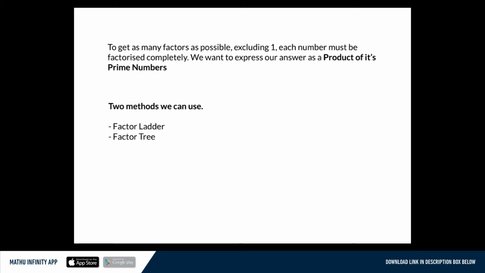There are two methods I'm going to show you today. You can use either one. It's good to understand both methods. They're both fairly straightforward. The one is a factor ladder, the other one we call a factor tree. We're going to demonstrate both of them. Look and see, use which one you like the most. At the end of the day, you must use what you're comfortable with. Try both and see which one you enjoy the most.